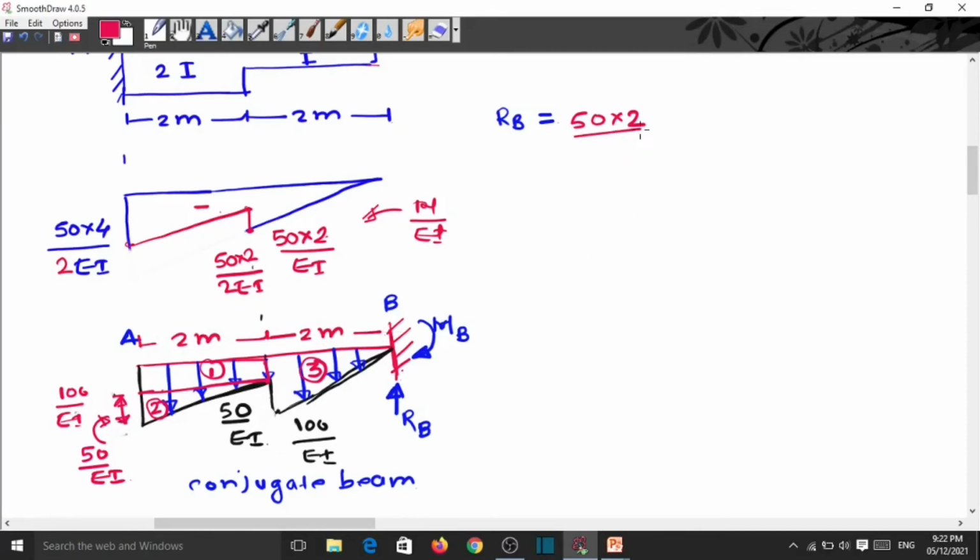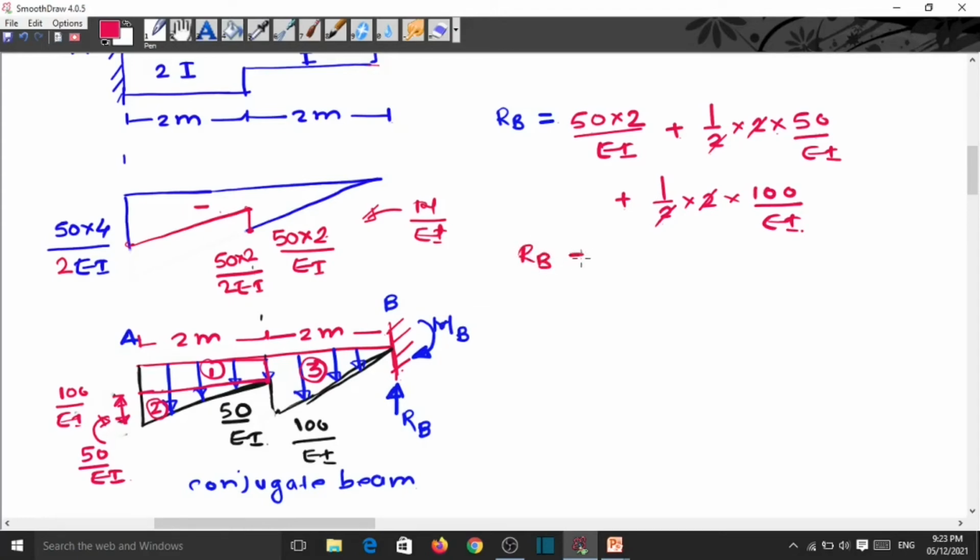So 50 into 2 divided by EI, then plus this triangle number 2: 1/2 base is 2 meter, and this height is 50 by EI. Then the third one, this triangle: 1/2 base is 2 meter, and height is 100. So these 2's cancel out. This is 100, this is 50, so 150, and this is 100. So RB becomes 250 divided by EI.